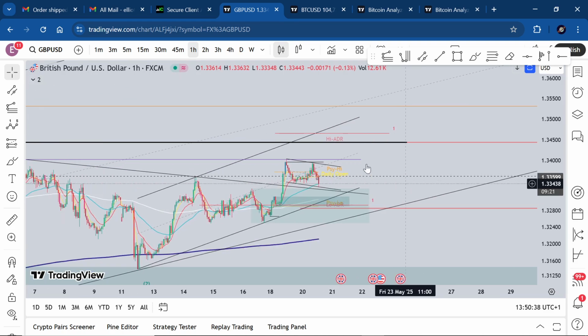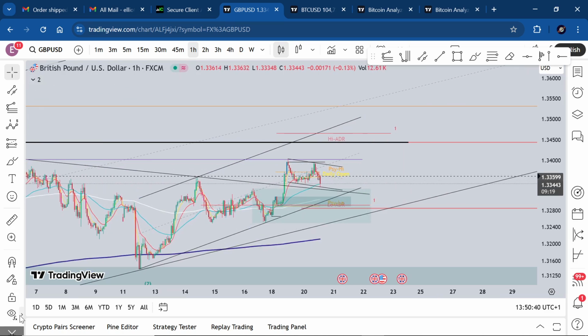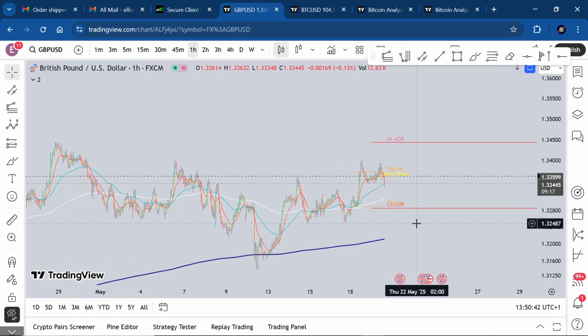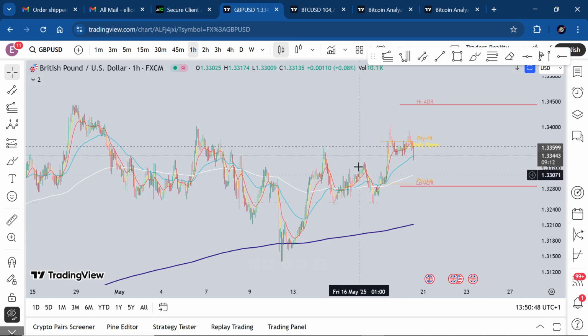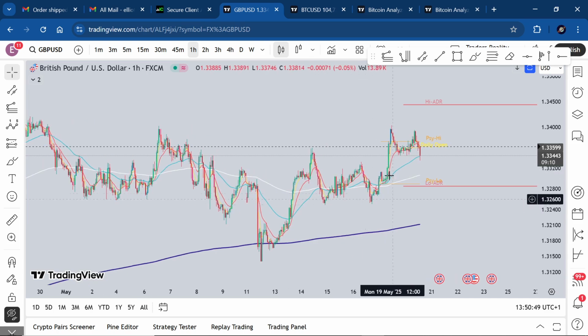We're at the 50 EMA. Now let me clarify this. Get the drawings off the chart. Okay. Price came up. We accumulated at the 50 EMA.